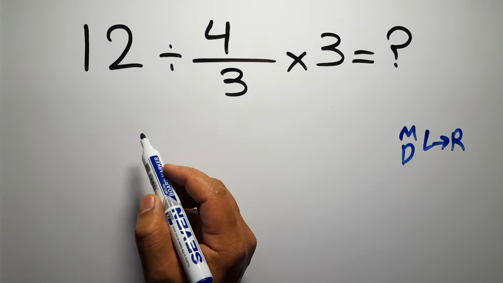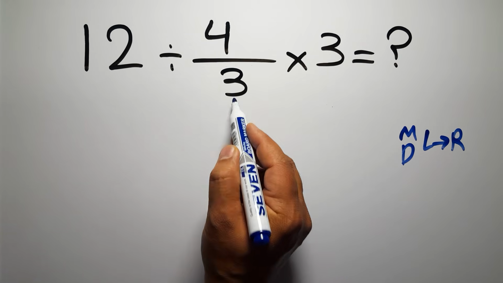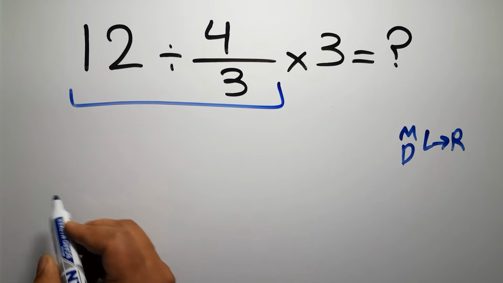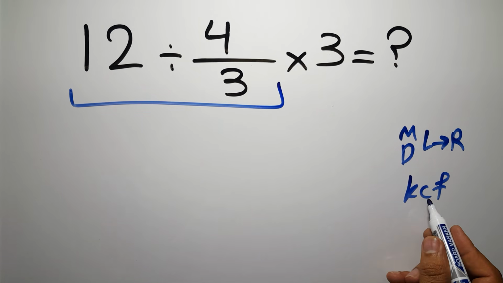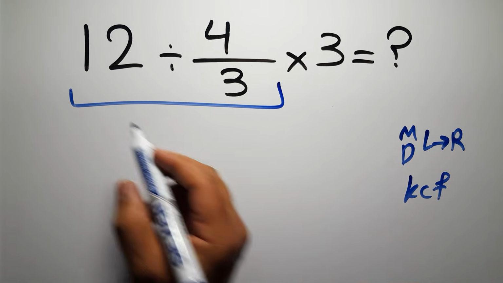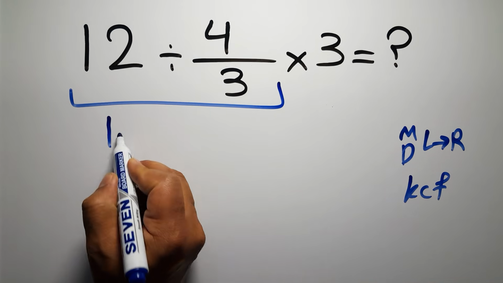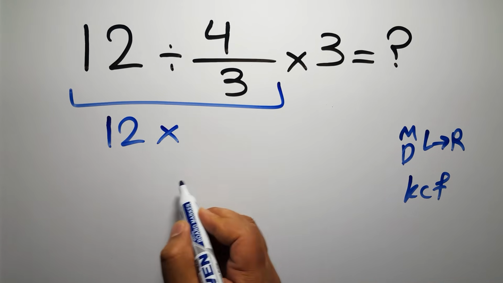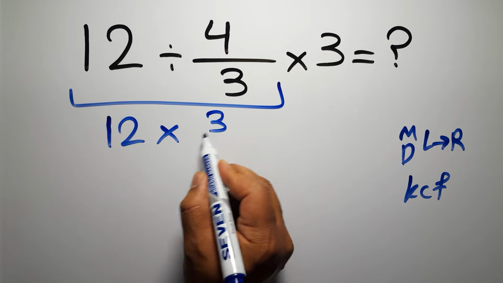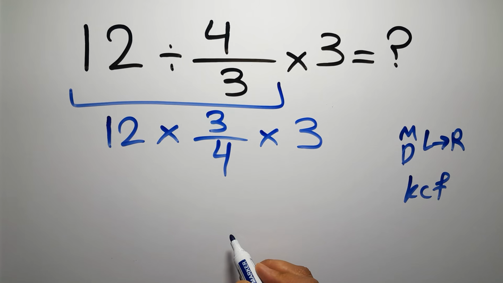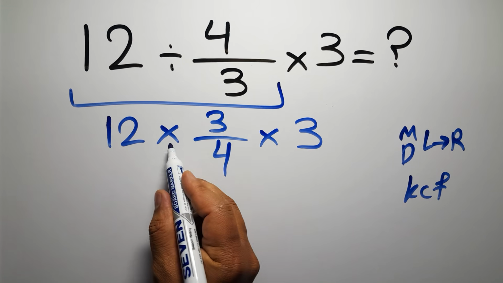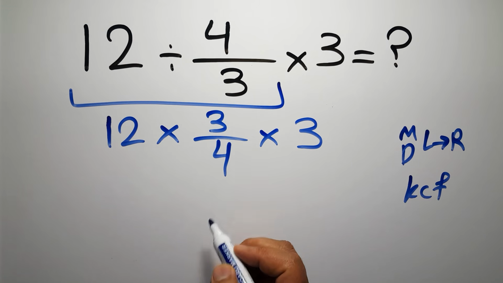So first this division, 12 divided by 4 over 3. According to the KCF rule, K stands for keep, C stands for change, and F stands for flip. We can write keep the first fraction, change division to multiplication, and flip the second fraction. Then times 3. No, 12 times 3 over 4.